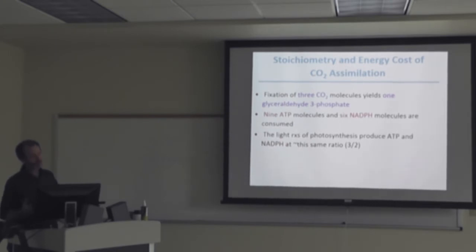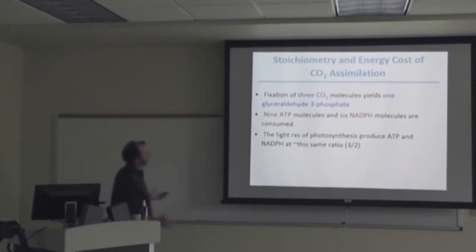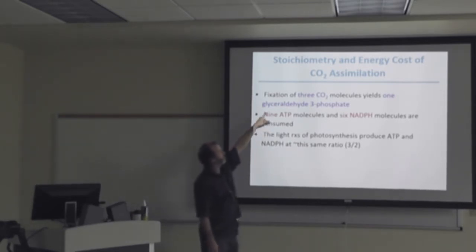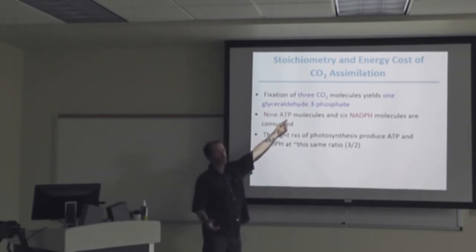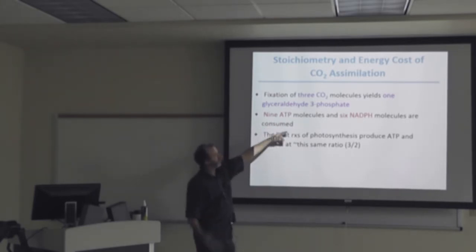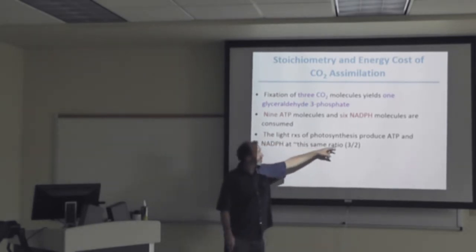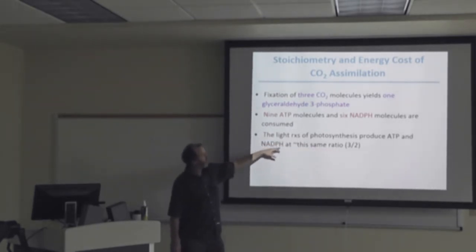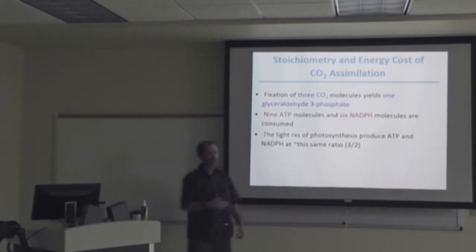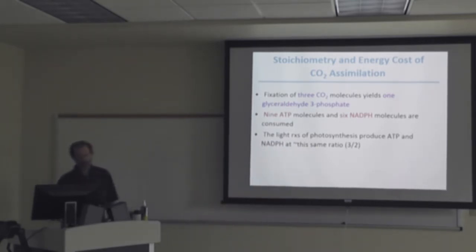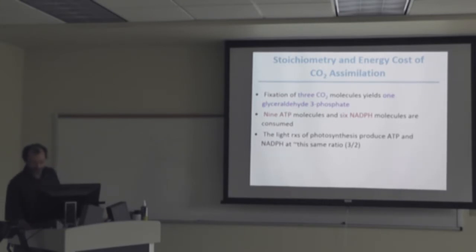So stoichiometry and energy cost of carbon dioxide assimilation. So we fixed 3 carbon dioxides to yield 1 glyceraldehyde 3-phosphate. So that makes sense, right? 3 carbons to make 1 3-carbon sugar. 9 ATPs and 6 NADPH molecules are consumed. And then the light reactions of photosynthesis produce ATP and NADPH at the same ratio, 3:2. So it's kind of perfectly matched, which makes sense that they'd have evolved like that.